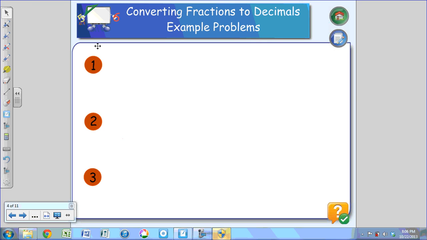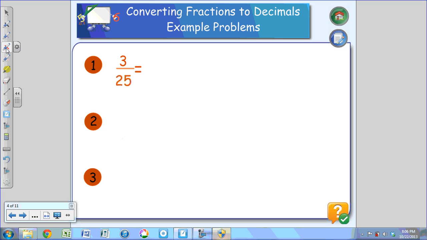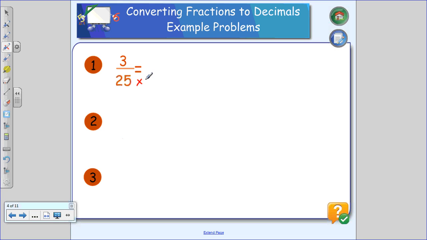Now let's try some here. Okay, if I have a denominator of 25, I could multiply that by 4. So times 4. And that would give me 100 on the bottom. But if I multiply the bottom by 4, I have to multiply the top by 4. And 3 times 4 is 12. So what I have here is 12 hundredths. Now hundredths mean I'm going to have two decimal places after my decimal point. So I have 12 hundredths.